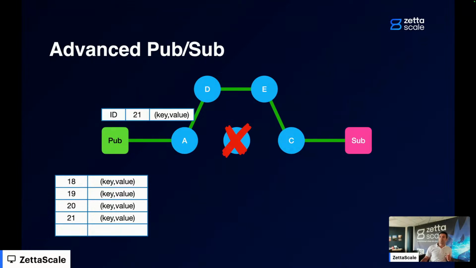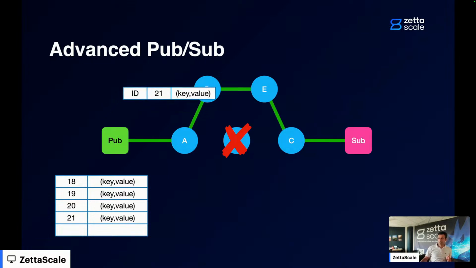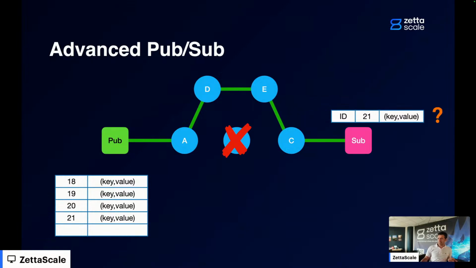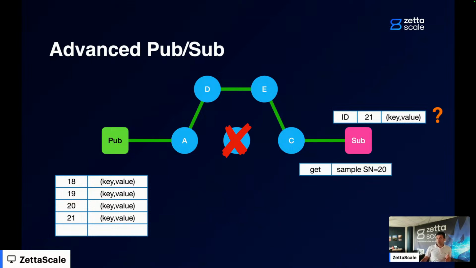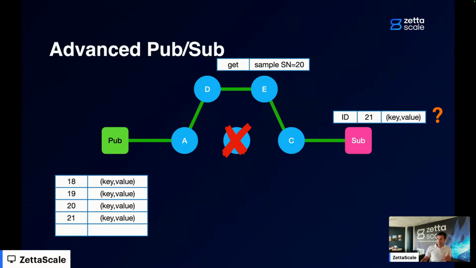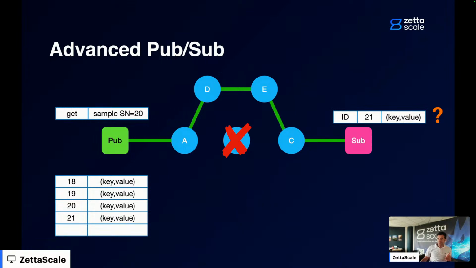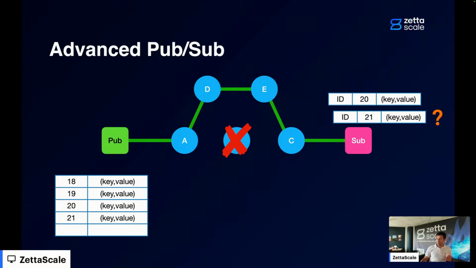Then the publisher publishes yet another key value, in this case with sequence number 21. And when this is received by the subscriber, it will say, hey, hold on a moment, I've not received 20. So a gap will be detected, and it will try to recover it by means of a query on the publisher cache. So it will literally do a Zenoh get under the hood on the sample with sequence number 20, okay? And that will be obviously sent back so that at this point, the actual subscriber can deliver the sample in the right order, okay, and without any losses.